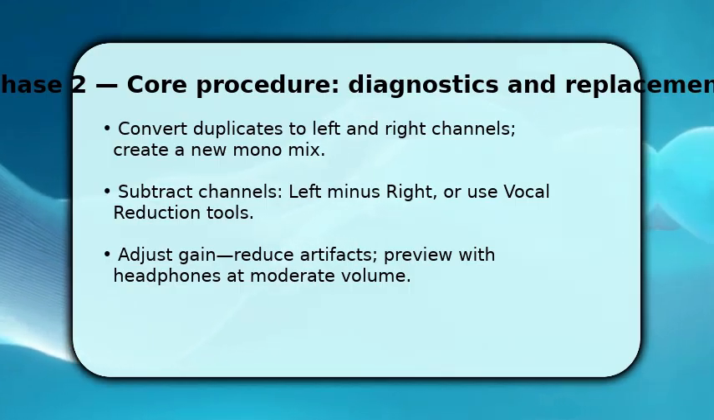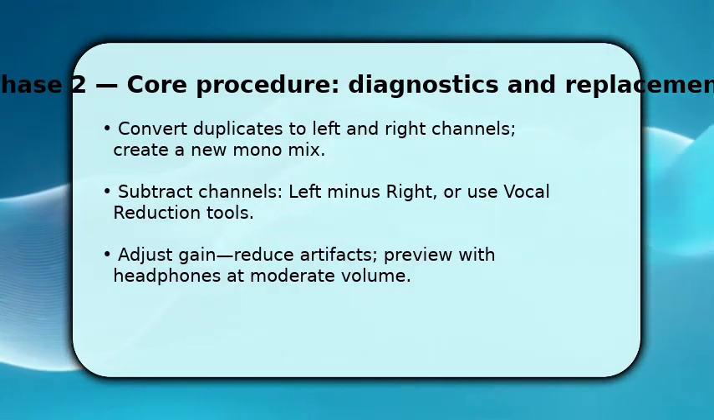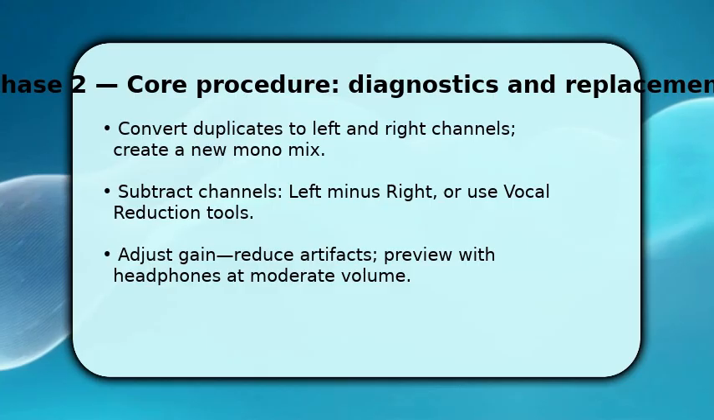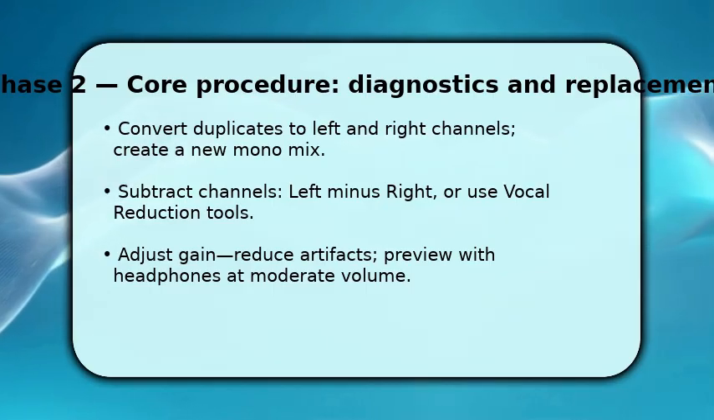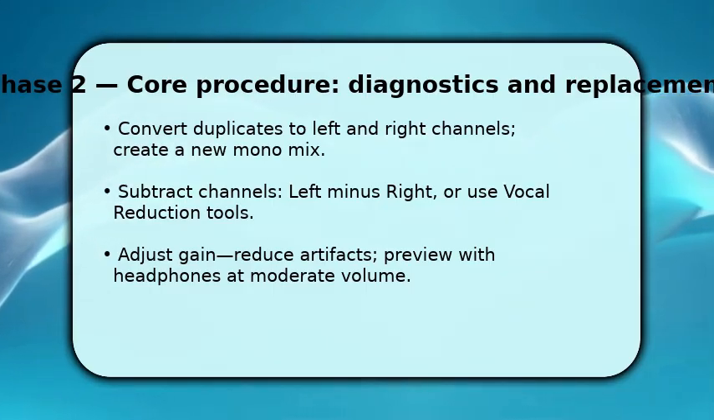Many DAWs have a vocal reduction or center channel extractor. Use it and choose the reduce option. Once the center is reduced, listen for remaining artifacts. Cut narrow frequency ranges where the voice still pokes through. Make small gain adjustments to avoid losing instrument balance, and apply a gentle de-esser if sibilance remains.